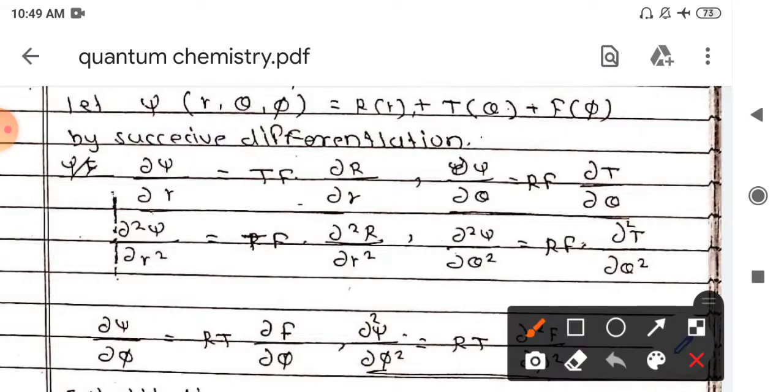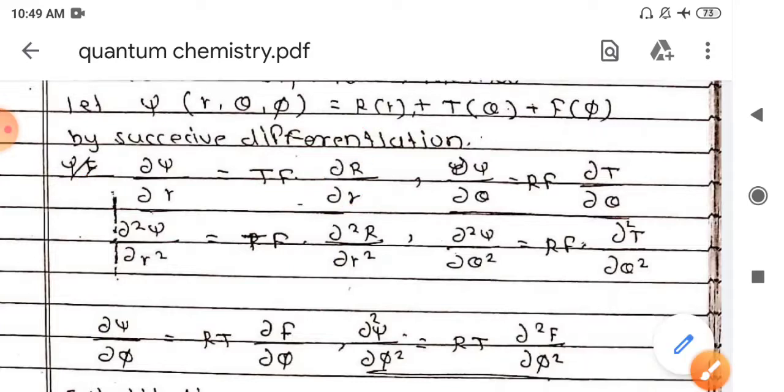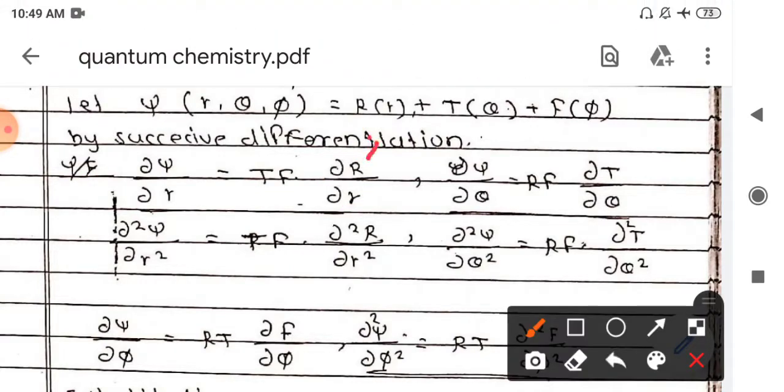For successive differentiation with respect to r, with respect to theta and with respect to phi, we can obtain the equation as dψ with respect to dr. The Θ and Φ functions will be treated as constants. So this differential will be dR by dr, where the capital R is the R equation, and the small r is the variable. If we square that, the second order differential will be simply the square.